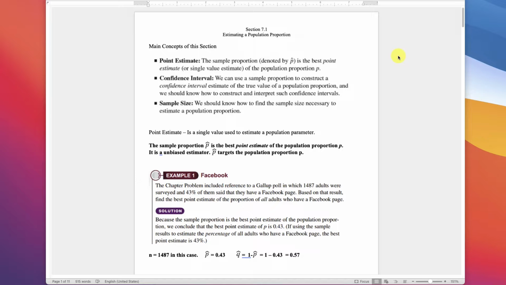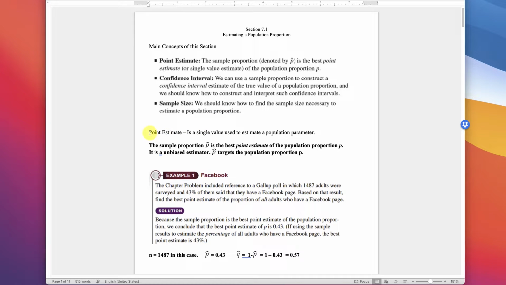Okay, estimating a population proportion. So the main concepts in this section are: the point estimate, which is a sample proportion denoted by p hat, and that's the best point estimate of the population proportion p. Confidence intervals: we'll use a sample proportion to construct a confidence interval estimate of the true value of a population proportion, and we should know how to construct and interpret such confidence intervals. Sample size: we should know how to find the sample size necessary to estimate a population proportion, right?